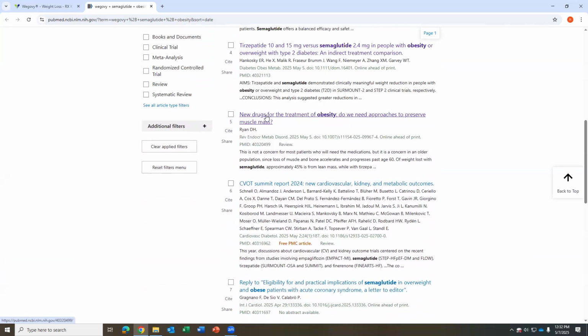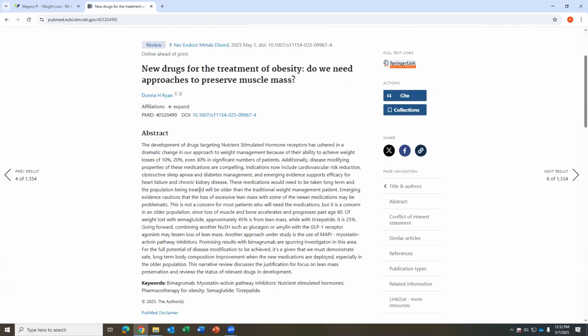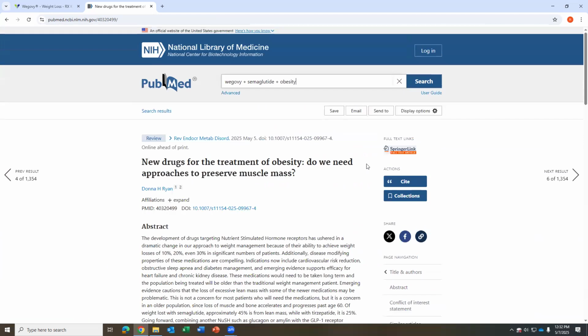So this was obviously published in a journal. You can click on it. The abstract is available for you to read. If you're interested in buying the article, you can click on the full text article. In some cases, articles are provided by the journals for free. It just depends on the article that you're clicking on and what you want to review.